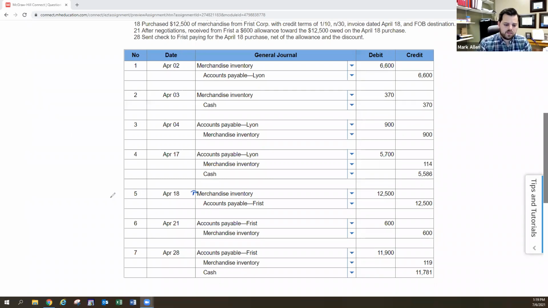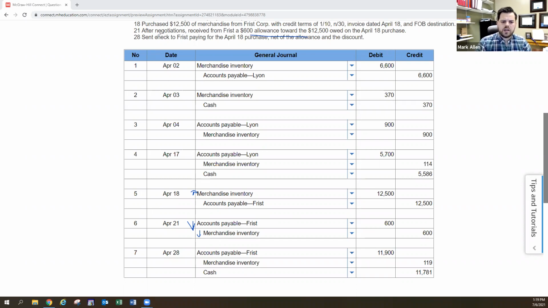Now, on the 6th entry that we have here on April the 21st, how are we dealing with this? Well, in this case, I simply owe you less money. So I debit the accounts payable, bring down that amount that I owe you, and I bring down the amount of the inventory that I have, reducing that, of course, with a credit.